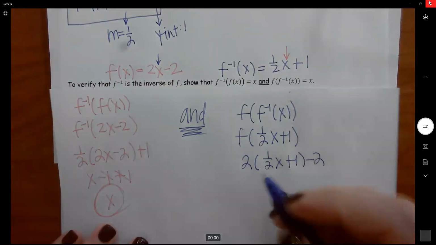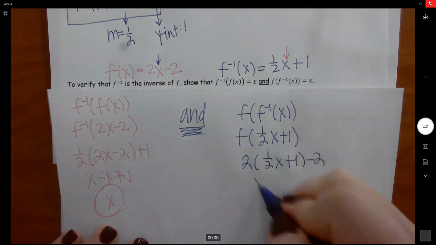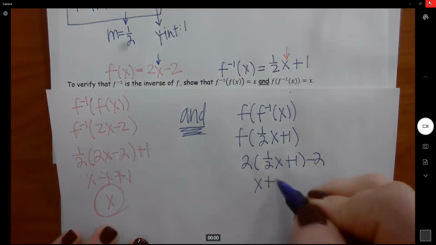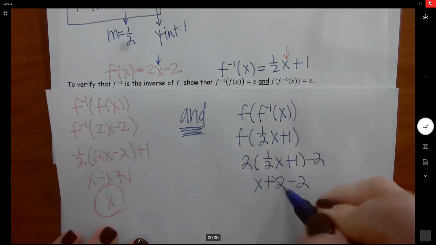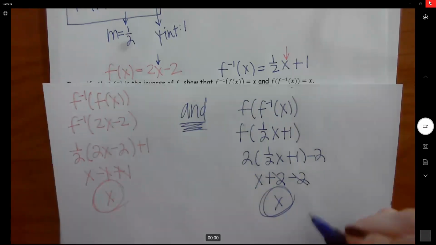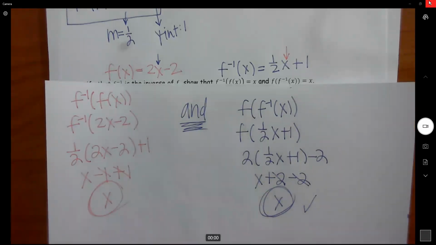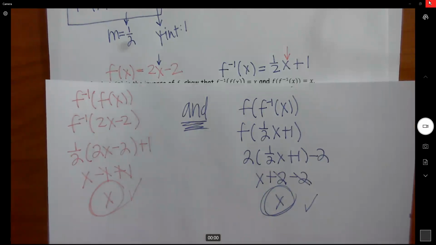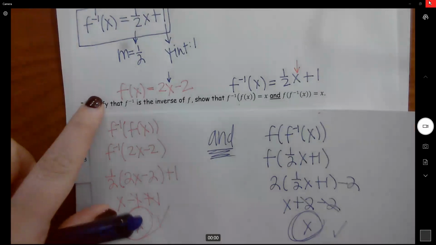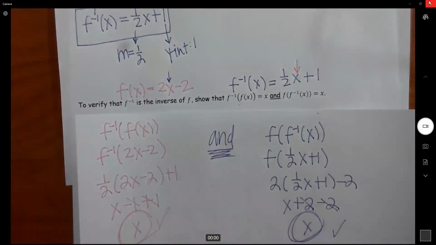Distribute your 2. 2 times 1/2 is 1, or 1x. 2 times 1 is 2. Then these cancel, and I am left with x. So because these both equal x, not just one or the other, because they both do, I can say that I have verified that these are inverses of each other.